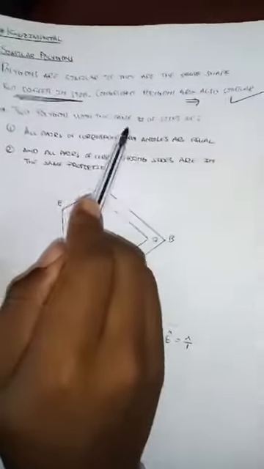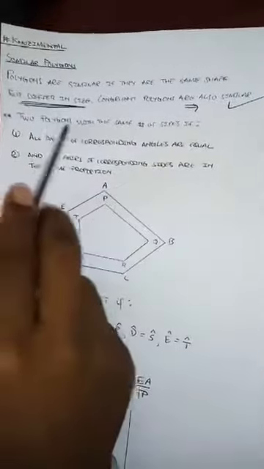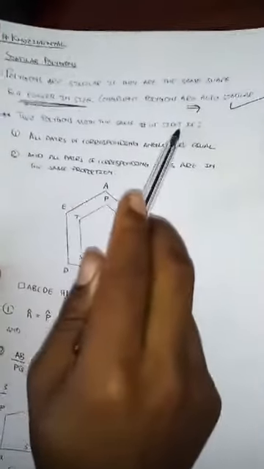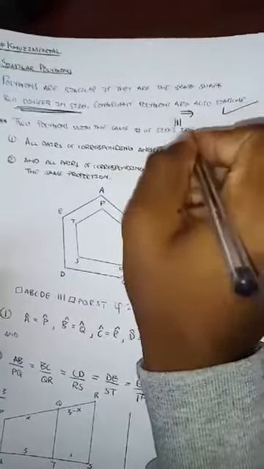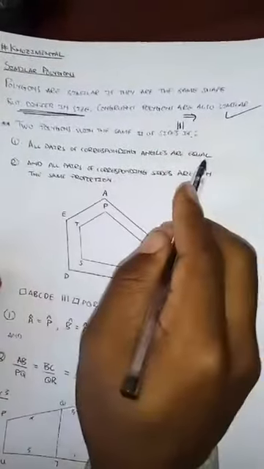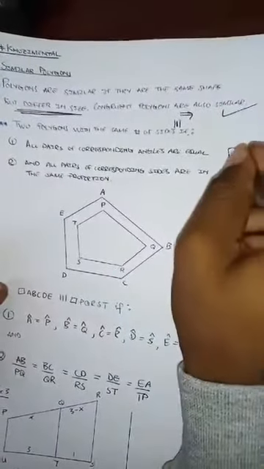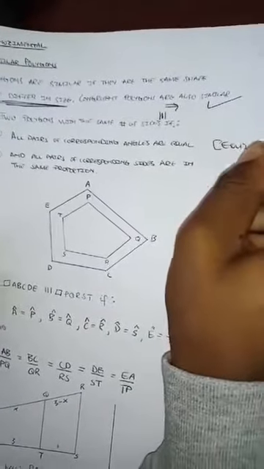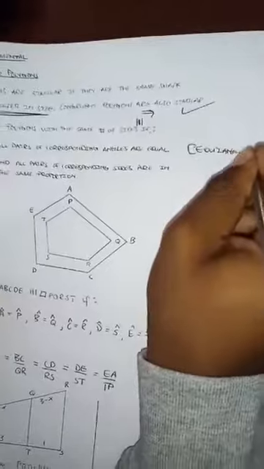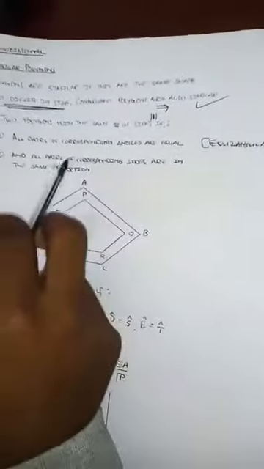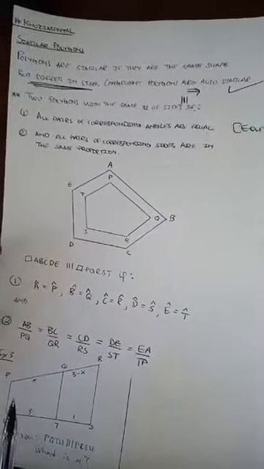So I write it out clearly here. Two polygons with the same number of sides are said to be similar if all pairs of corresponding angles are equal, so this is equiangular, and all pairs of corresponding sides are in the same proportion, right? So what does it mean? All pairs of corresponding angles are equal.